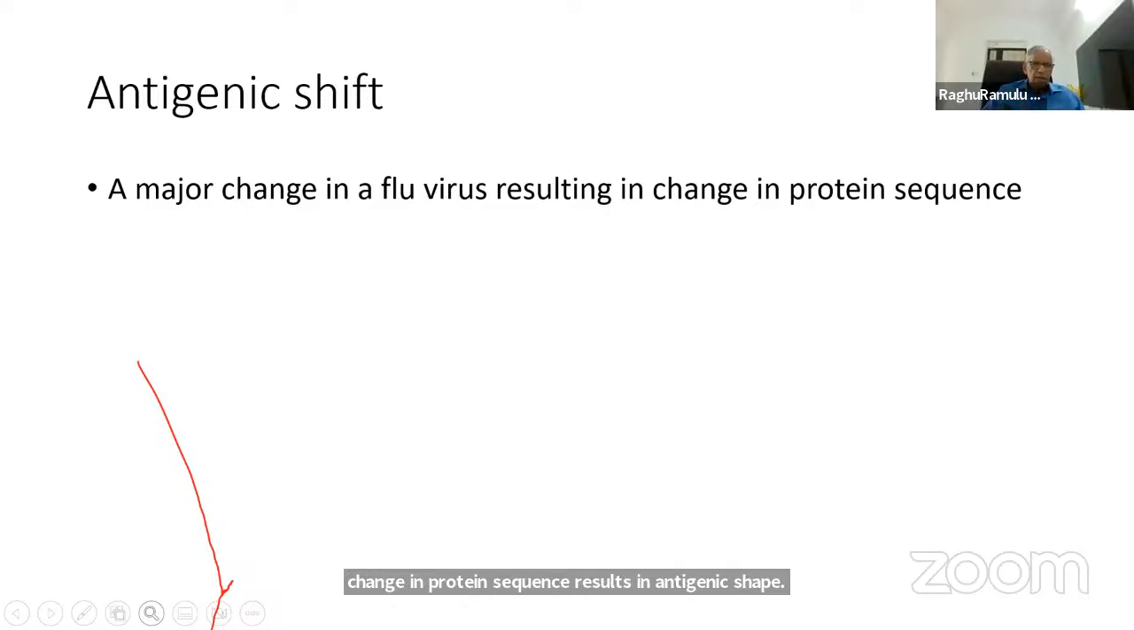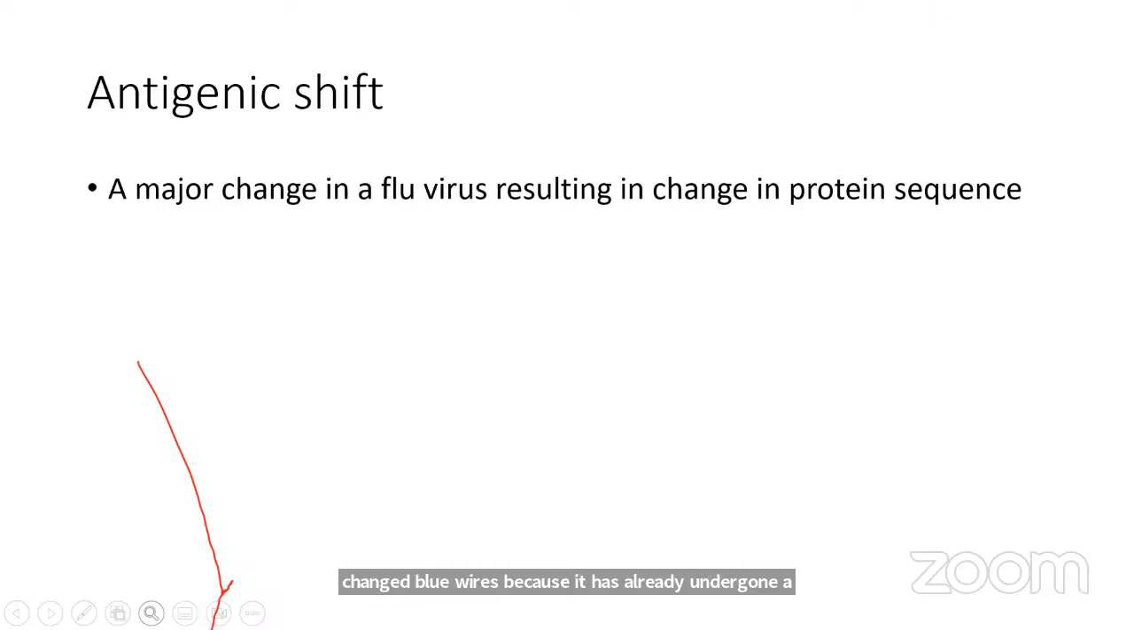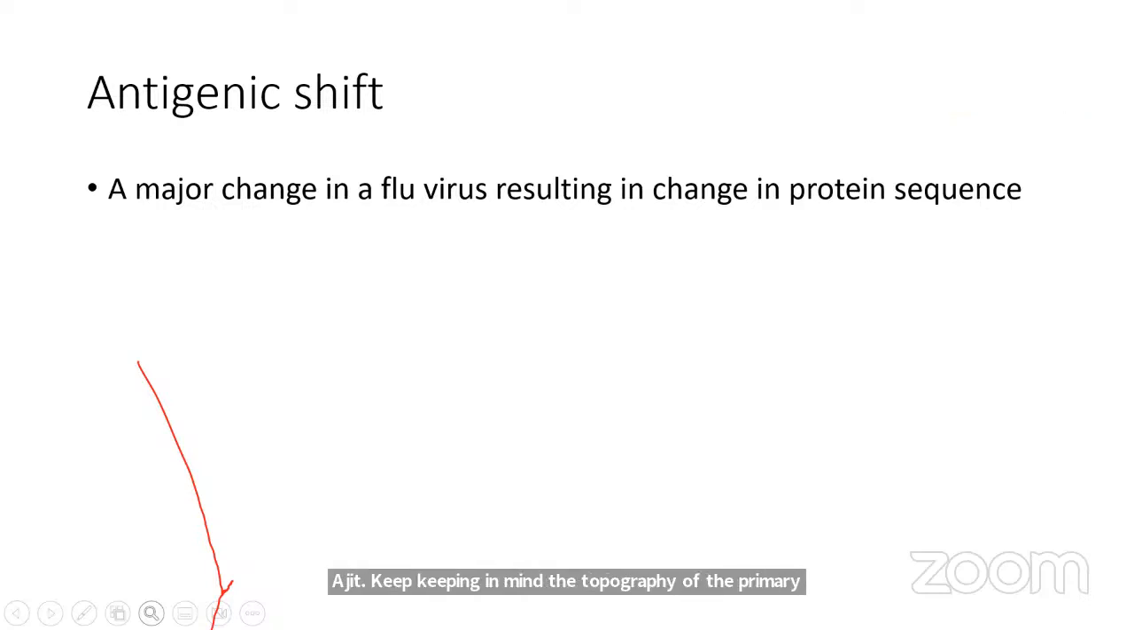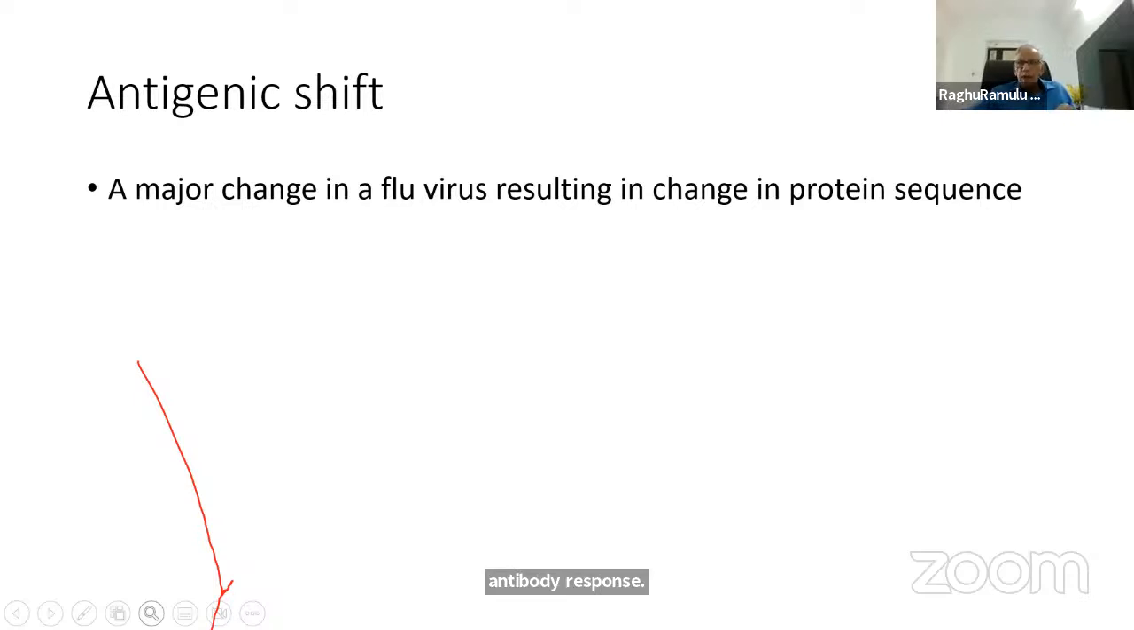So whatever antibody has been formed, called the first antibody or primary antibody, may not be suitable to trigger the changed flu virus, because it has already undergone a change, or antigenic shift has occurred in the organism. Some of the viral organisms are undergoing drastic changes, as seen in the coronavirus structures also. So antigenic shift has become a common problem. Therefore, during vaccination protocols, this is very important, keeping in mind the topography of the primary antibody response and the secondary antibody response also. This is normally called a fine-tuned antibody response.